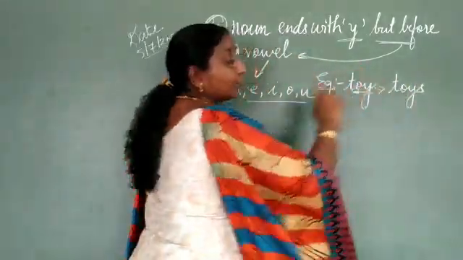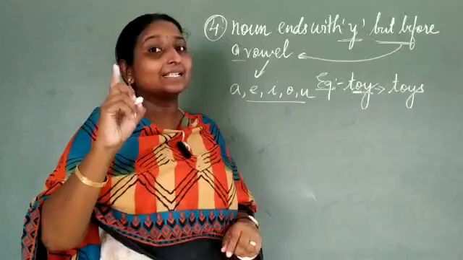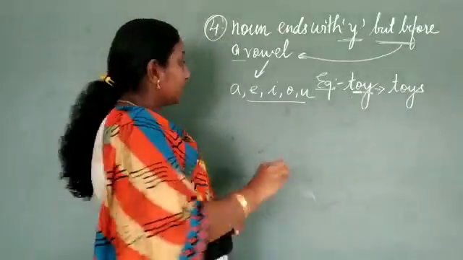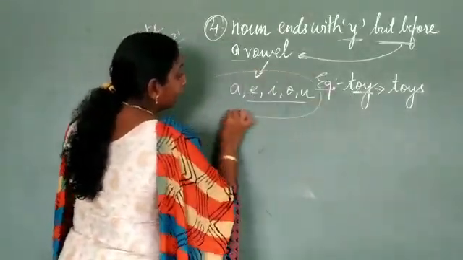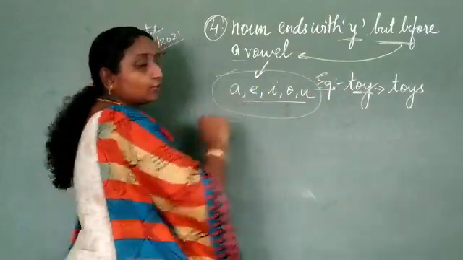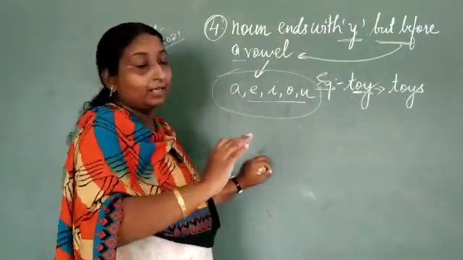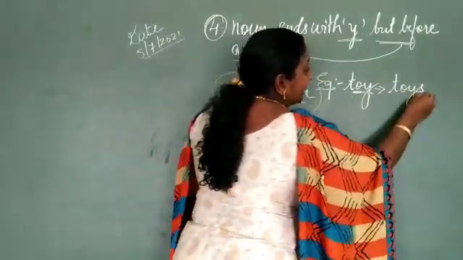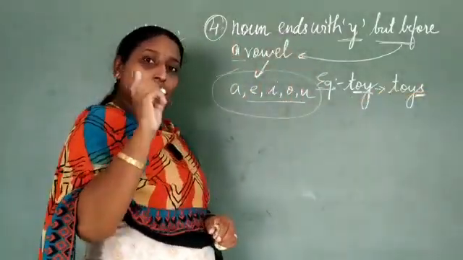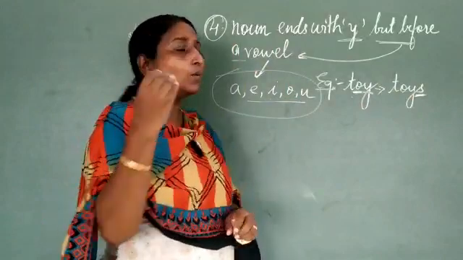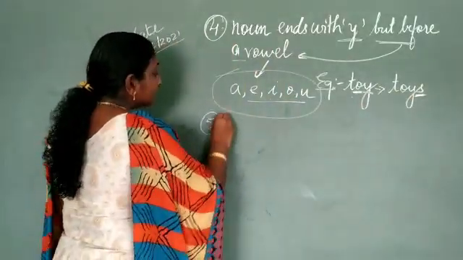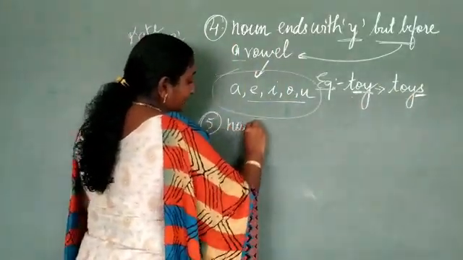There I will not use I-E-S. I-E-S can be used only with consonants. When a Y is there, but before that Y any of these vowels is coming in that particular word, before a Y there I will be using only S to make it plural. Okay?